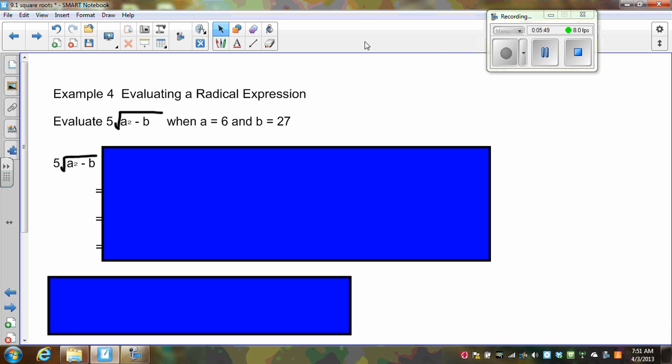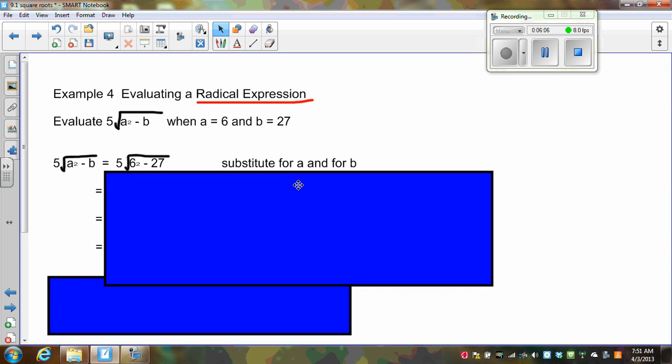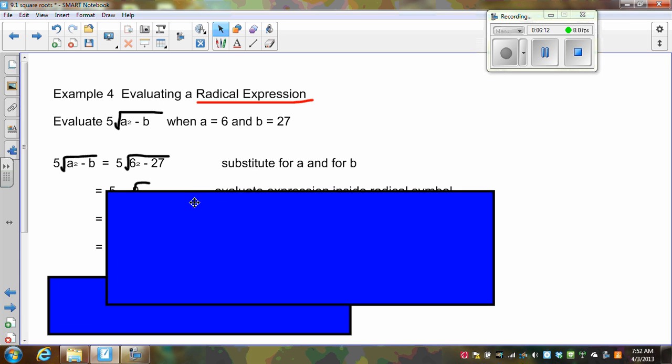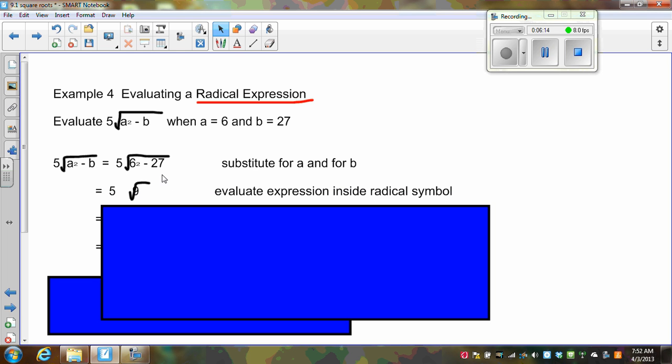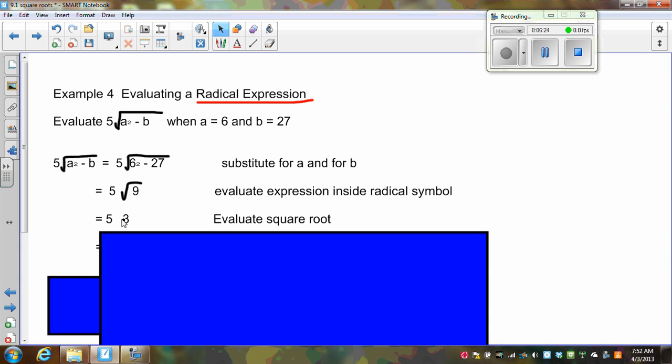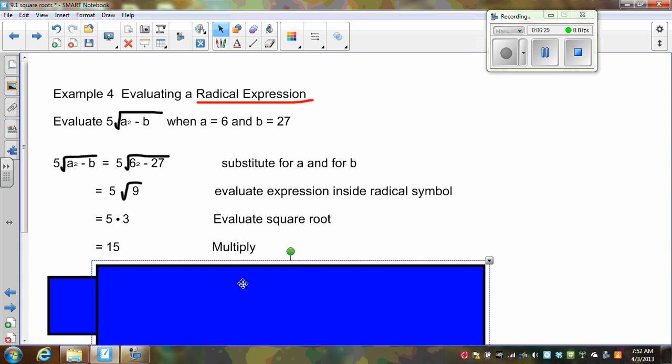And for our last example, what if we have a radical expression, meaning not just a number under our square root? So if we had 5 times the square root of a squared minus b, when a equals 6 and b equals 27, the first step is let's substitute for a and b. So 5 times the square root of 6 squared minus 27. 6 squared is 36, minus 27 leaves us with 9. So 5 times the square root of 9, well the square root of 9 is 3, so 5 times 3, our answer would be 15.